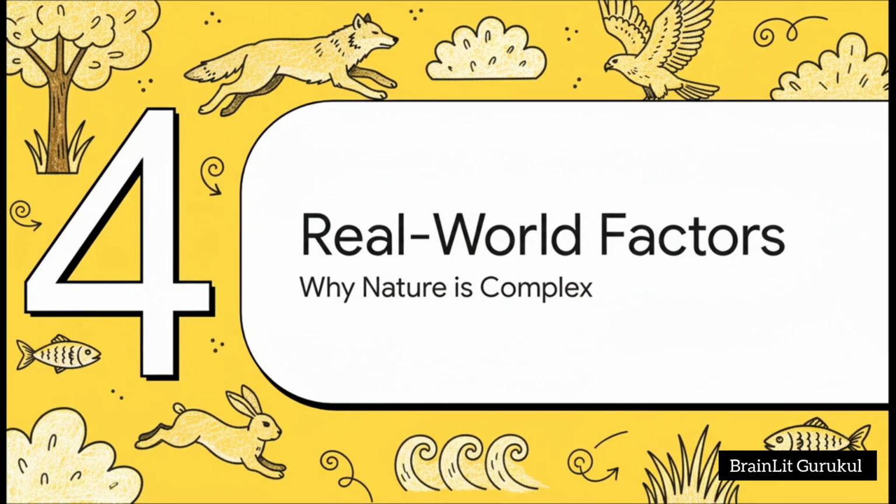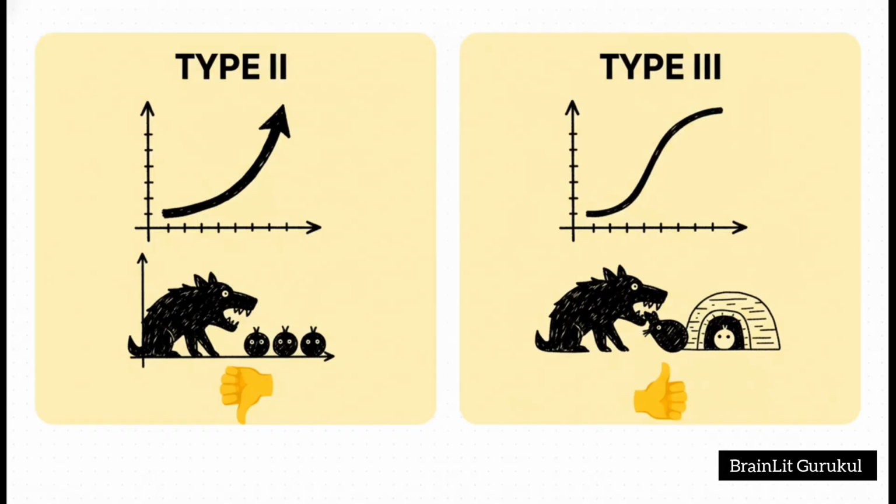Well, obviously, nature is a lot more complex than a simple math equation. Let's get into the real-world factors that change the dance. Okay, a massive factor here is the predator's functional response. It sounds complicated, but it's just about how a predator's feeding rate changes as the amount of prey changes.